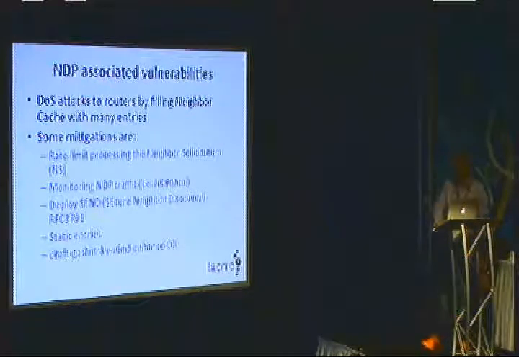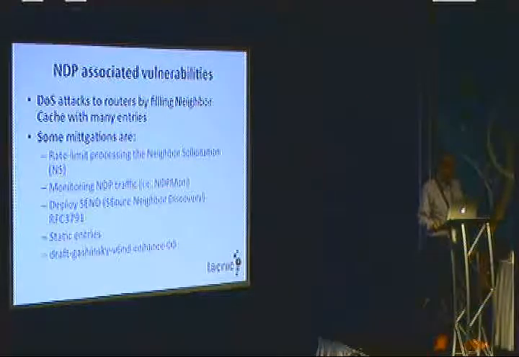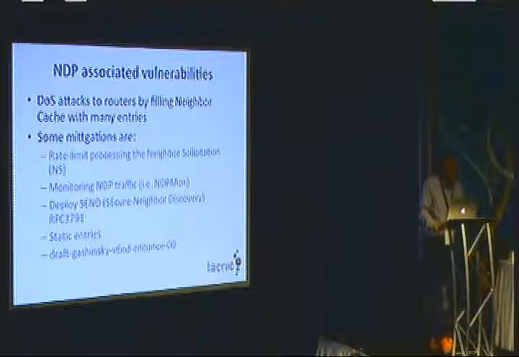And the vulnerabilities are that we can attack the router using neighbor discovery packets. In IPv4, we only have hundreds, or maybe thousands, of relationships between entries relating a MAC address and an IPv4 address. In IPv6, per each network, we have 2 to the 64 addresses. So it's very easy to attack a router and fill the memory of the router.